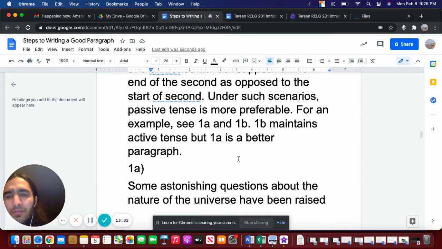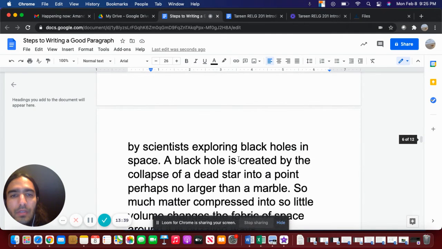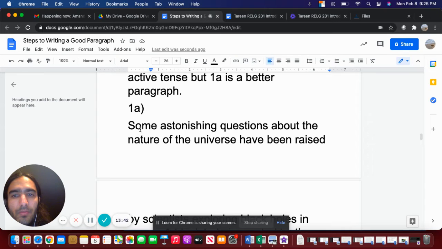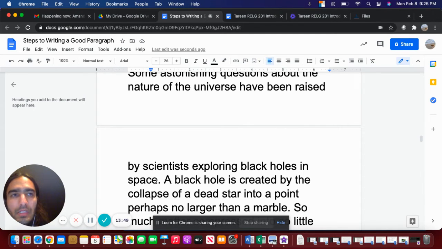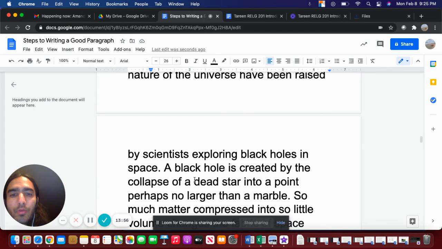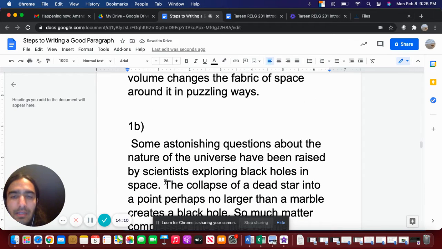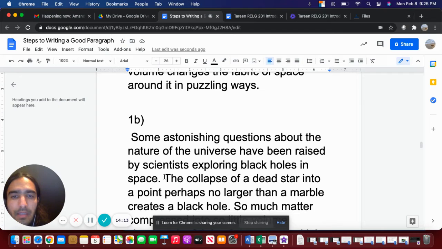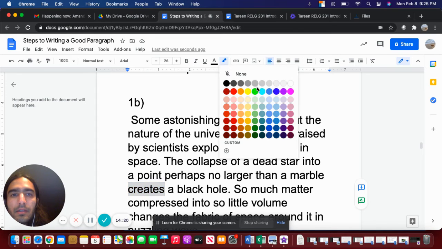Second thing I have the students talk about, and this is very minor, but sometimes we use passive verbs in our sentences. So in this particular case, I'll just read this paragraph for you. Some astonishing questions about the nature of the universe have been raised by scientists exploring black holes in space. That's the first sentence of this paragraph. The second sentence is, a black hole is created by the collapse of a dead star into a point perhaps no larger than a marble. Is created by is a passive phrase. Because the active phrase, in the exact same paragraph but with this minor active replacing, would be creates, right?